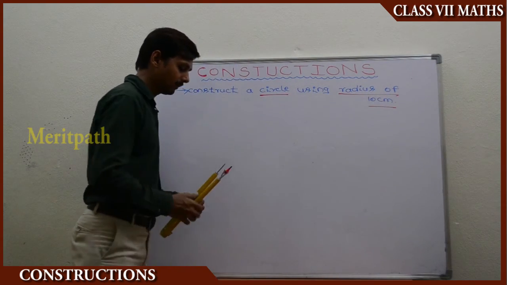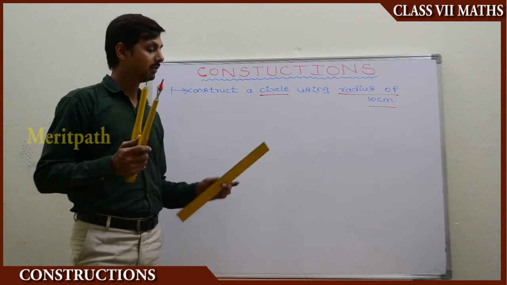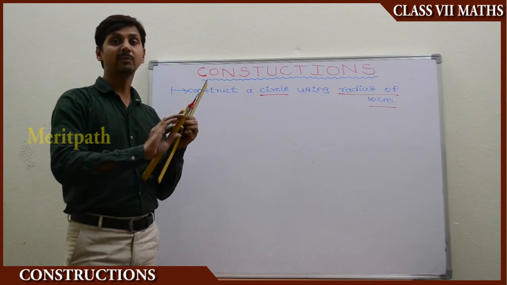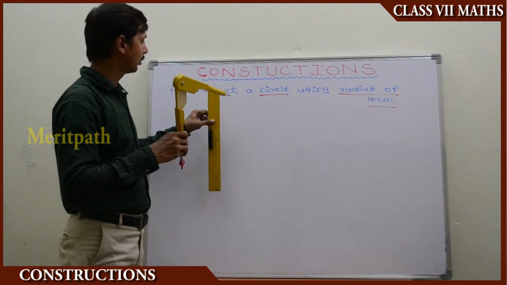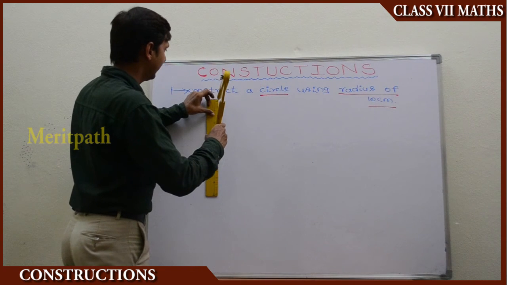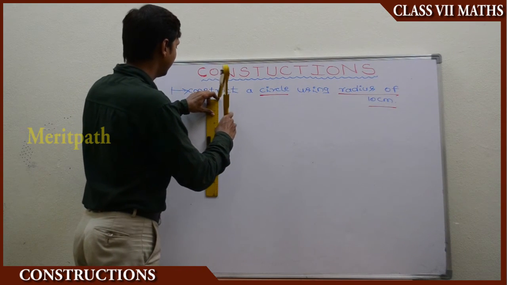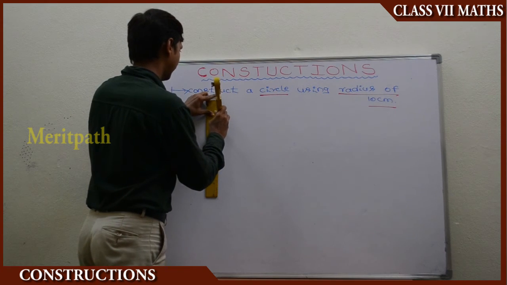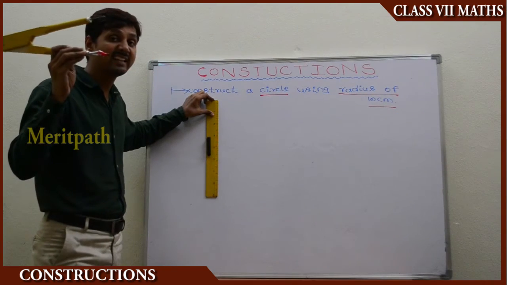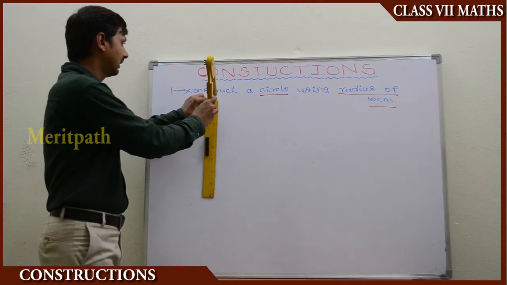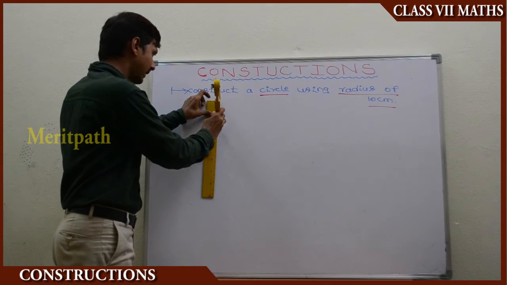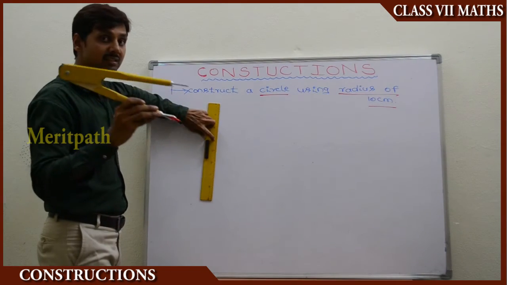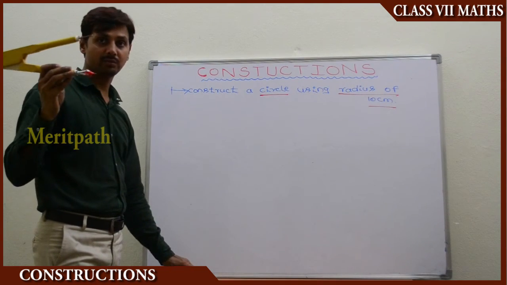Let's take two instruments, scale and compass. Use 10 centimeters on the compass. In this manner we'll take the scale and measure 10 centimeters on the compass. So this is 10 centimeters. We have taken a 10 centimeter radius on the compass, from 0 to 10. So this is the measurement of 10 centimeters we have taken.